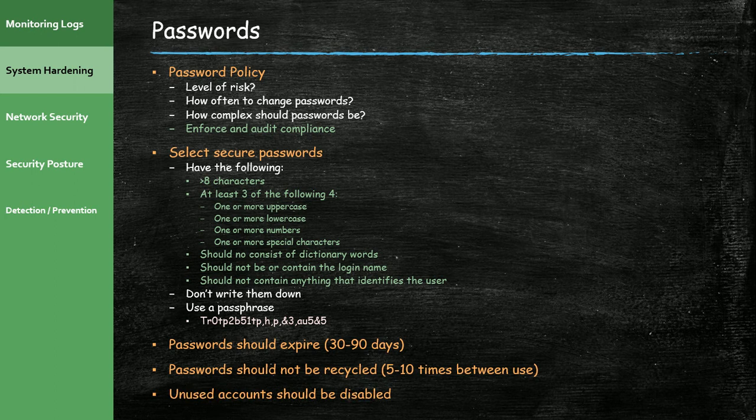And of course, unused accounts should be disabled. So these are basically all of the guidelines that your book talks about for passwords. And again, this is all part of the system hardening process.